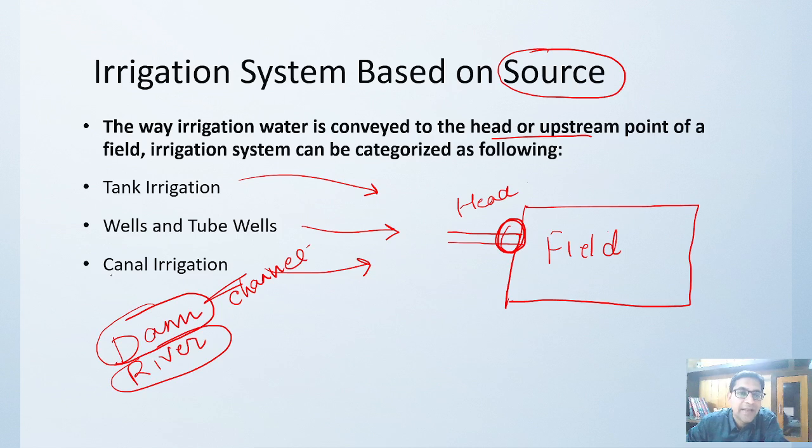Channels will be your canals. The river will provide you with channels. Channels can be your canals, and these canals will be coming as a head stream in your fields. Right? So, based on the sources, we have tank irrigation, well and tube well irrigation, and canal irrigation. We will be discussing each and every one of them in proper detail.